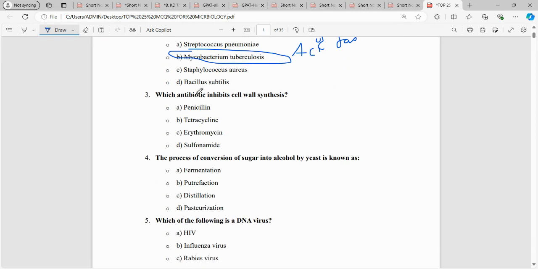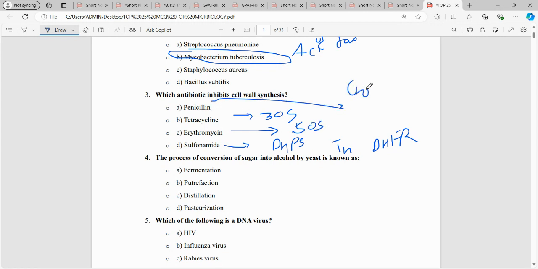Moving on, which antibiotic inhibits the cell wall? Sulfonamides inhibit dihydropteroate synthase, while trimethoprim inhibits dihydrofolate reductase. Tetracycline inhibits the 30S ribosomal subunit for protein synthesis. Erythromycin is a macrolide and it inhibits the 50S ribosomal subunit. Penicillin inhibits cross-linking by acting on the penicillin-binding protein, PBP, and inhibiting transpeptidation of NAM and NAG, N-acetylmuramic acid and N-acetylglucosamine, thereby inhibiting the cross-linking.